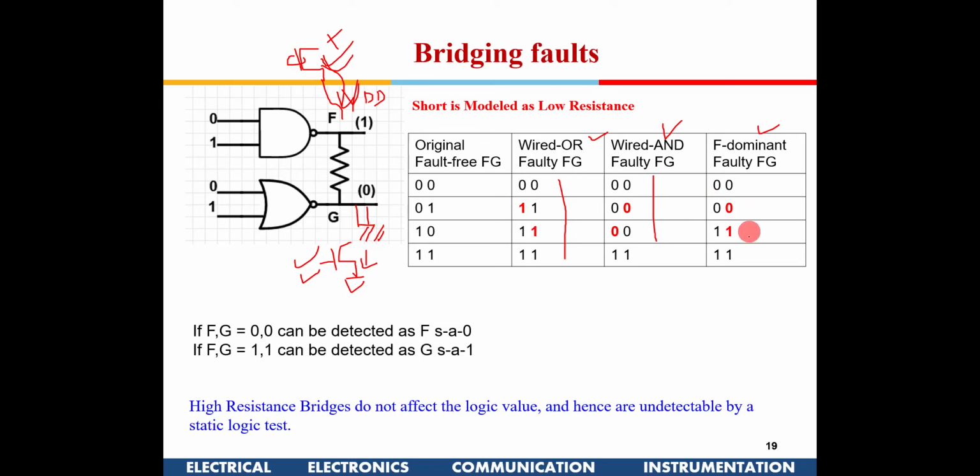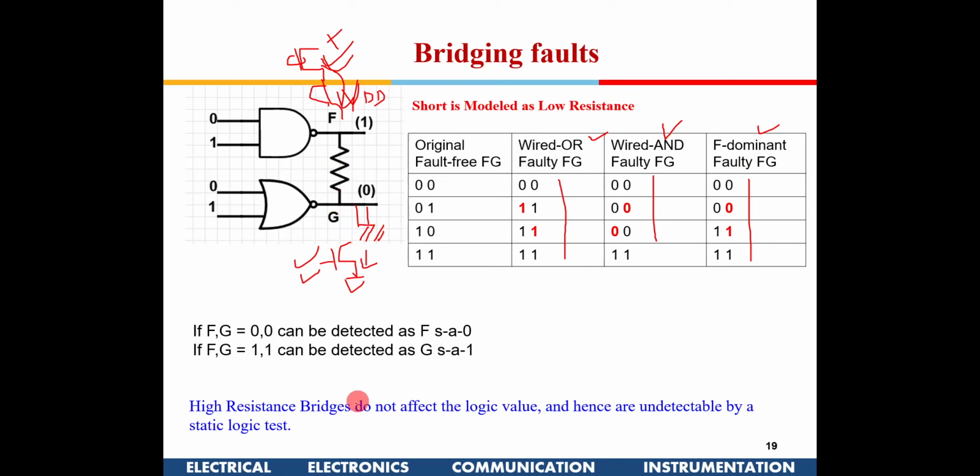Okay, and there could be some situation where F is dominant. So both this NMOS and PMOS here are strong, right? And the NMOS and PMOS of this particular thing which is driving this node are weak. In that case, whatever is happening at F will be dominant. So that is known as dominant. So you could get this kind of result at the output. Okay, G also could be dominant. So these are all the possible combinations which can happen because of a short between the output nodes.